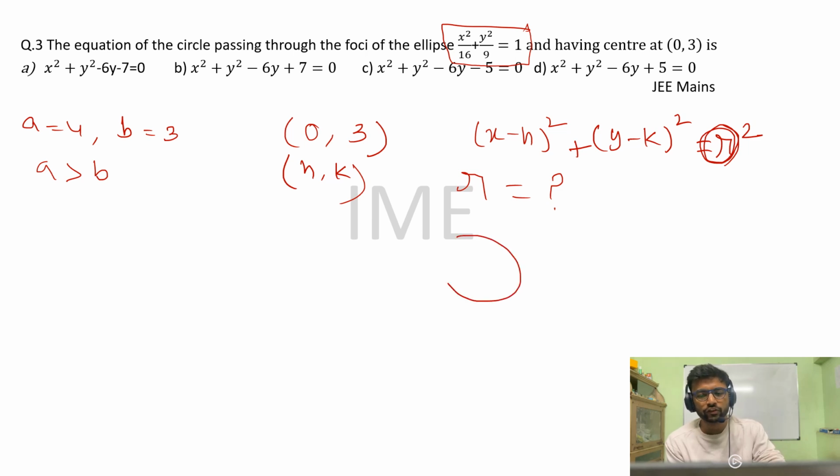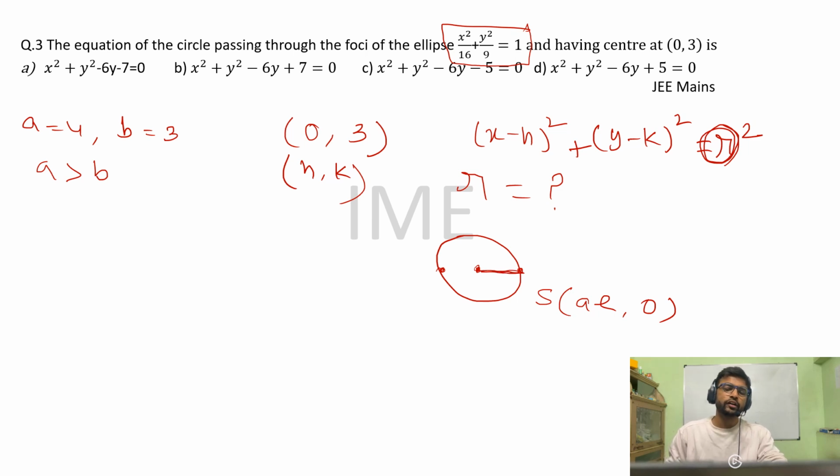See, this is the circle. We are given the center, and it is also given that the circle passes through the foci of the ellipse. It means the two foci are on the circle. So if we can find the coordinates of the foci, we will find the distance of the foci from the center, and this distance is the radius.